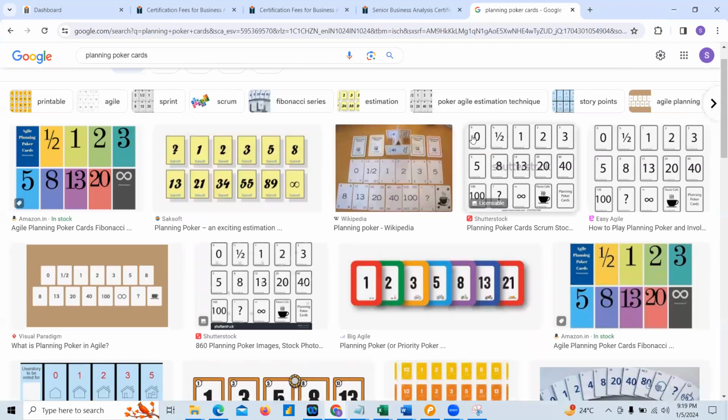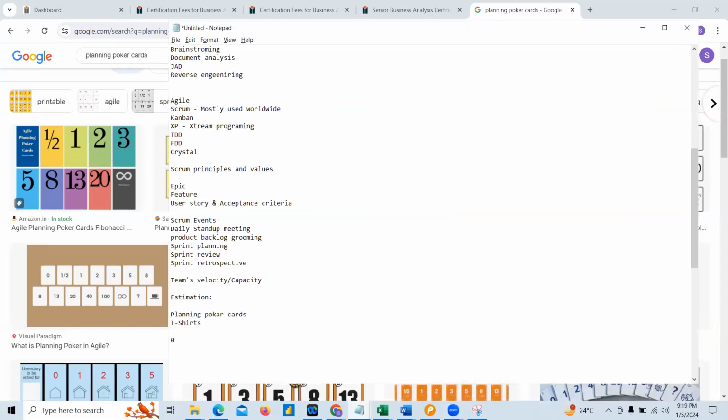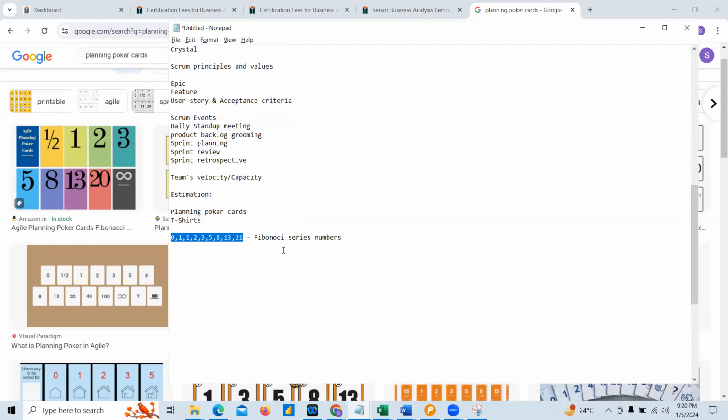If you see this series of numbers, they are not in a regular series, right? Basically the series would be like this: 0, 1, 1 plus 0 is 1, 1 plus 1 is 2, 2 plus 1 is 3, and so on. How are we deriving 21? 13 plus 8 is 21. This series of numbers is called the Fibonacci series. How do we estimate user stories using these numbers? We'll see in the detailed explanation in the training program: what each number represents, what is meant by 3, what is meant by 5, and how to determine it. Everything we'll see in the training program.